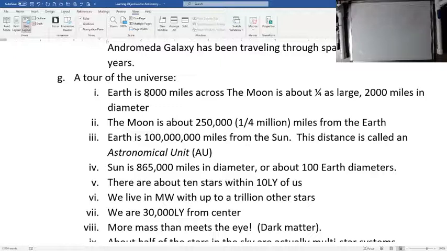The Moon is 250,000 miles away. The Earth is about 100 million miles from the Sun. So the Sun is 400 times farther away from the Earth than the Moon is. The Moon is 250,000 miles away, the Sun is 100 million miles away, and so the Sun is 400 times farther away.